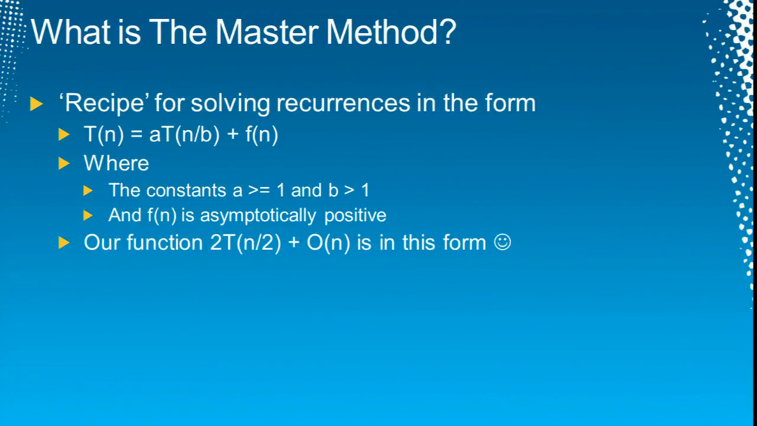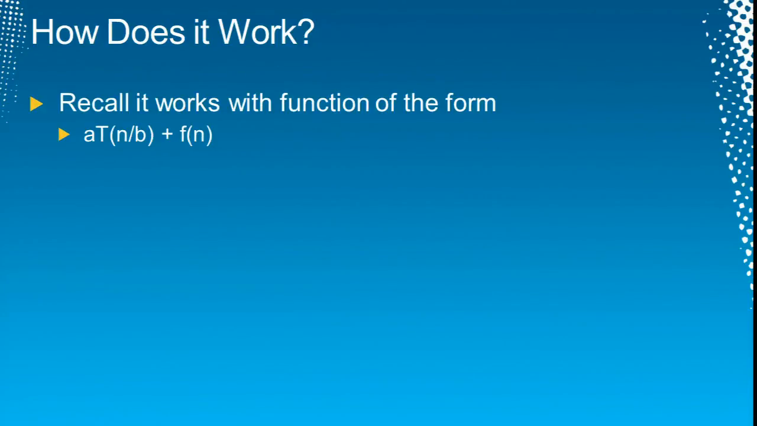However, our function, 2T(n/2) plus big O(n), is in that form, so win. So we can use the master method. So let's do that. How does it work? This is why I love the master method. It works with functions in this form, which we've got. It's a comparison. There is no maths involved. No counting, no subtracting, nothing like that. To use the master method, there is no mathematics involved. So it's gotten simpler straight away.